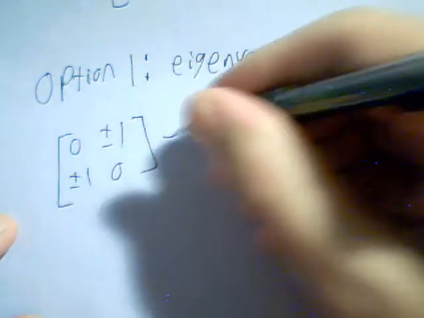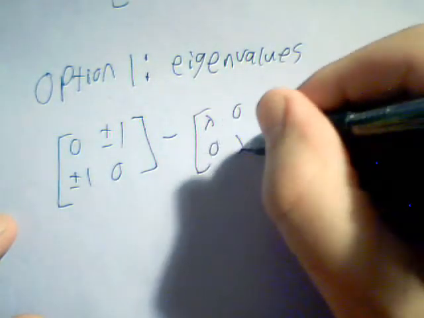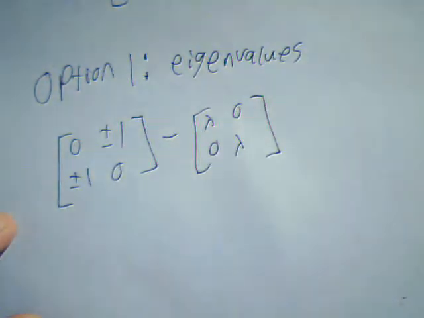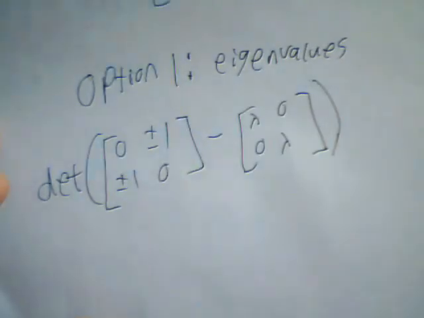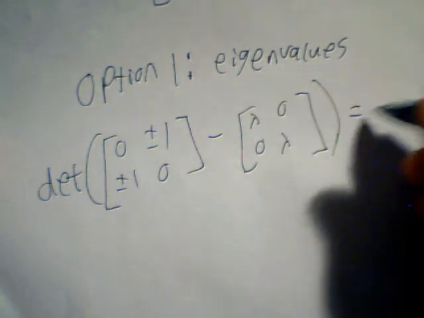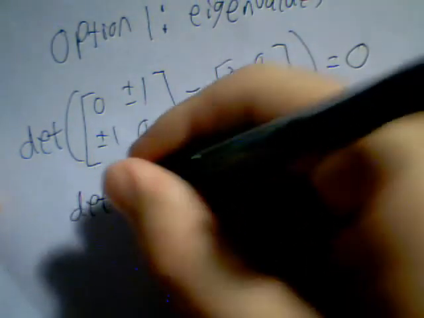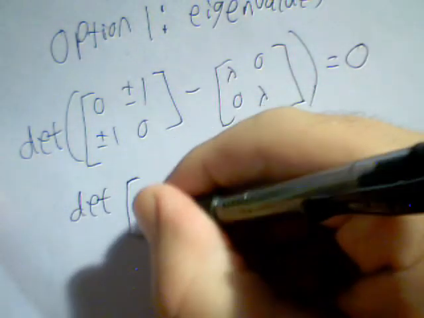Option 1, we find eigenvalues. To find eigenvalues, I take this matrix, 0, plus minus 1, plus minus 1, 0, minus lambda times the identity, and I find the determinant. Specifically, I set that determinant equal to 0. You can always abbreviate this and go straight to making that subtraction if you feel comfortable with it.